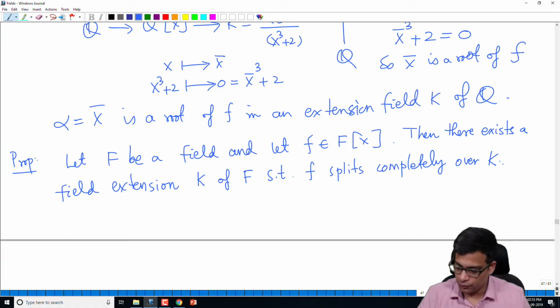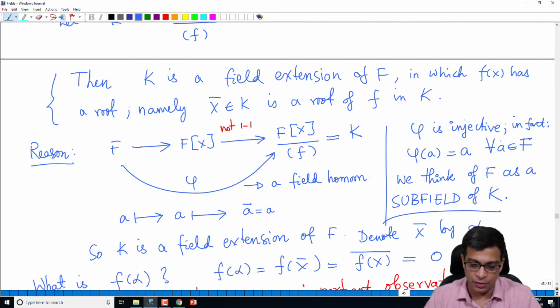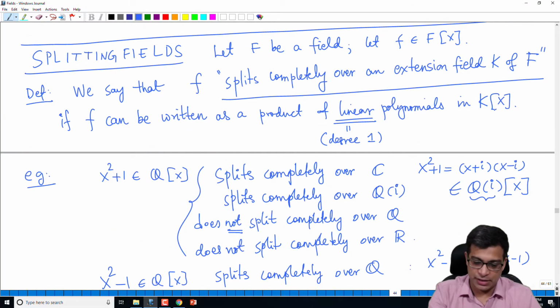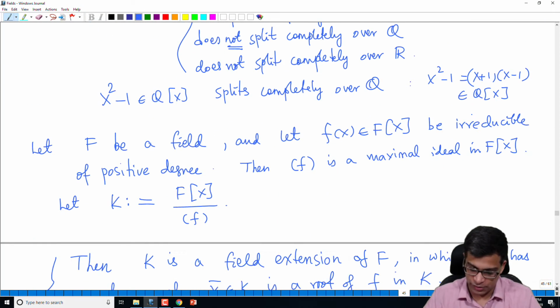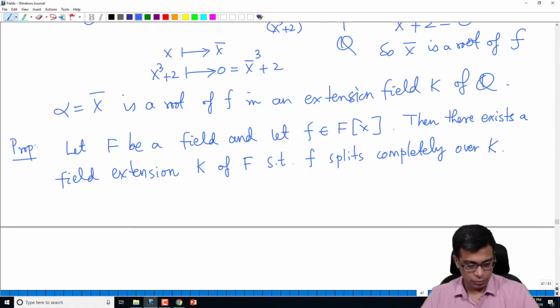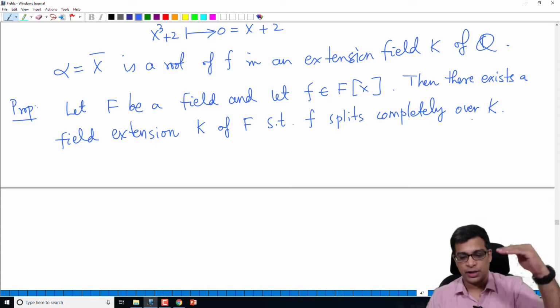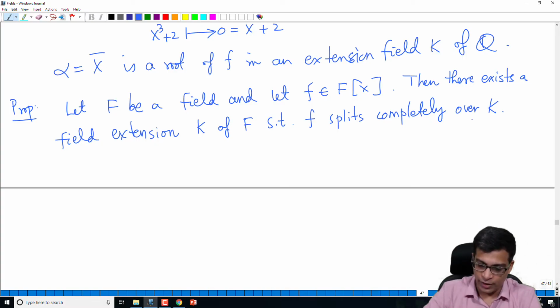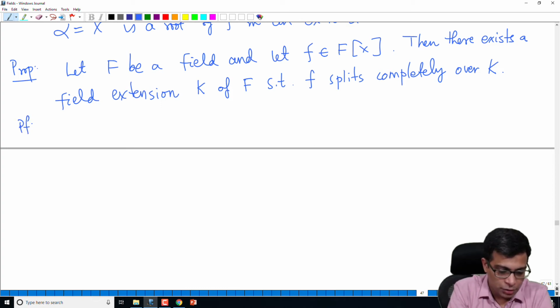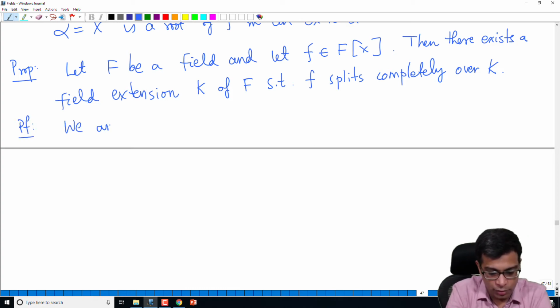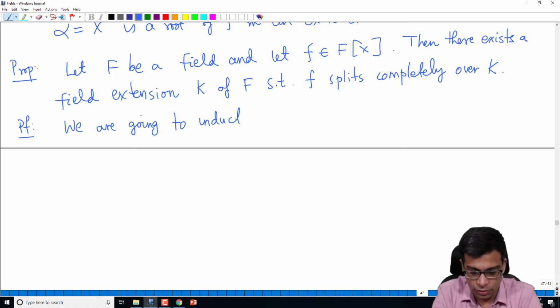Remember, I defined the notion of splitting completely over an extension field. That means the polynomial splits, or is written, as a product of linear polynomials. The remark above this proposition showed that for every irreducible polynomial there is an extension field where the irreducible polynomial has a root. Now I am saying that for every polynomial you can construct a large enough field where the polynomial splits completely. The idea is that we are going to induct on the degree of f, small f.